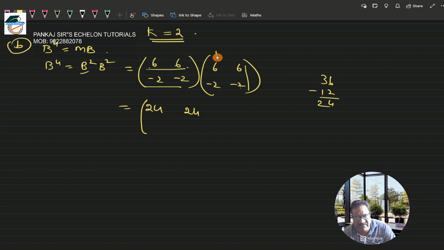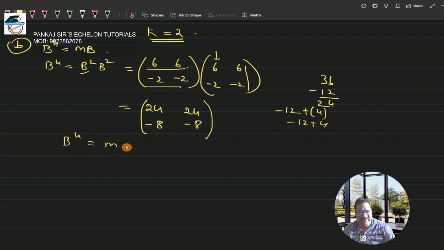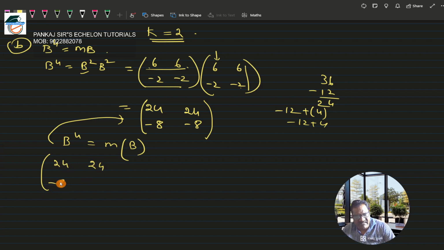Then second row and the first column. This will give me 6 into minus 2 is minus 12, plus minus 2 into minus 2 is plus 4. Okay, so minus 12 plus 4 will give me minus 8. Same way, this also I am going to get minus 8. Fine. So this is what I got as b raised to 4. But the question says that b raised to 4 is m times b, isn't it? So instead of this b raised to 4, I'll write this 24, minus 8 equal to m times.